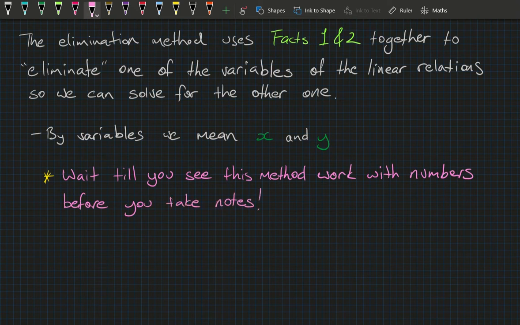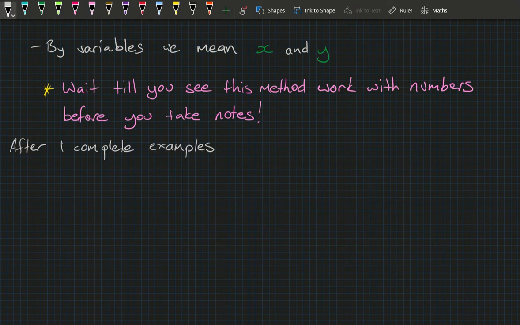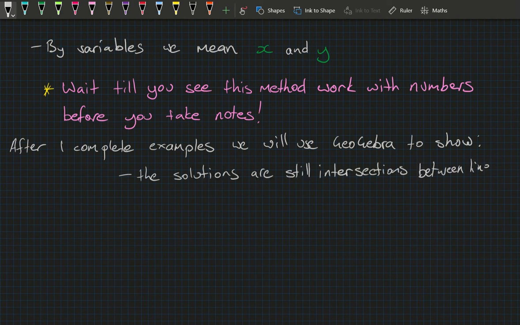At the completion of each example in OneNote, I'm going to show you the solutions all over again in GeoGebra. This is to make sure that you see that the solutions are still just the intersection between lines. At the very end, I'm also going to use GeoGebra to demonstrate why fact 1 is true.